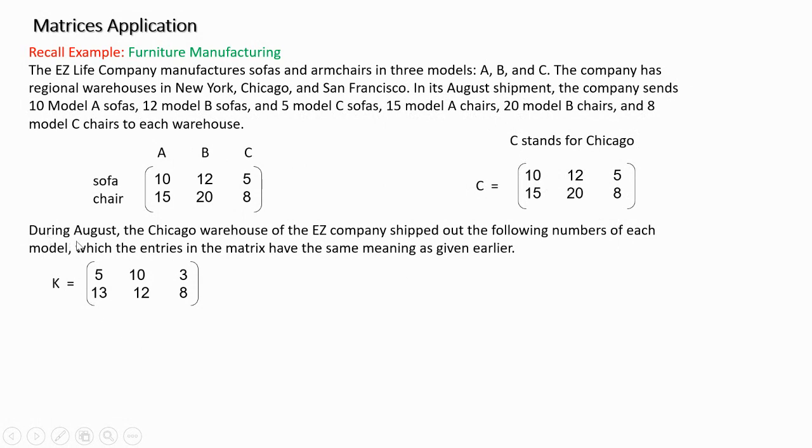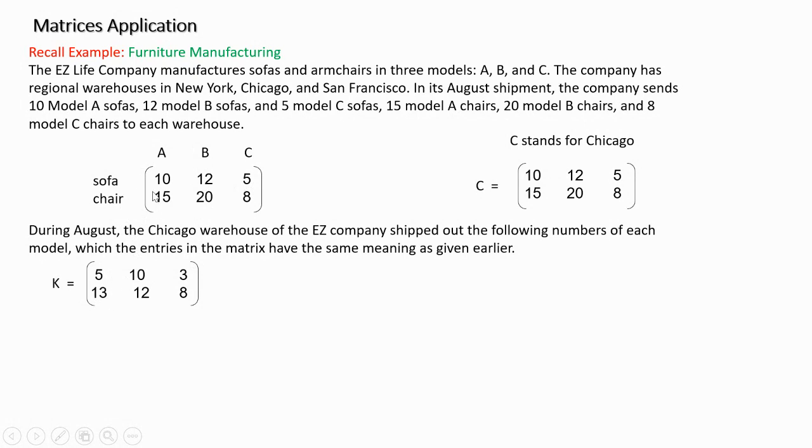Now during August, the Chicago warehouse of VZ Company shipped out the following numbers of each model, where the entries in the matrix have the same meaning as given earlier. So the K means these were shipped out. It was 5 Model A sofa sets, 10 Model B chairs, and 3 Model C chairs, and over here is going to be sofa sets. My bad.